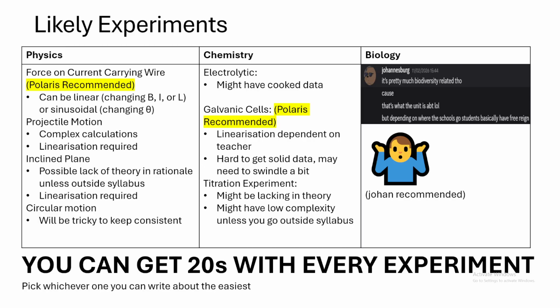The next experiment for chemistry is titration. This one might be the easiest to conduct because if you've done chemistry in year 11, you would have gone on the titration excursion, I believe. So you would have some experience with titration, and it does seem like the simplest experiment. You're essentially just dripping liquids into another container. But this might be lacking in theory because essentially what you're doing is balancing equations, so there might not be much to talk about. Now onto biology.